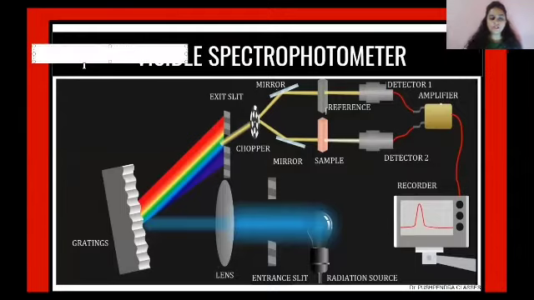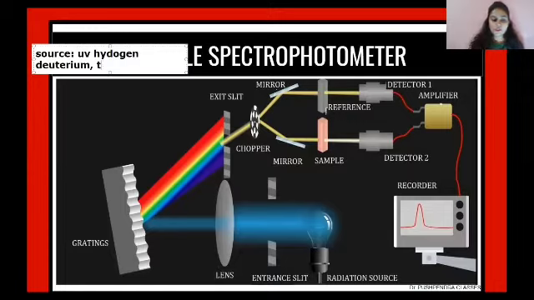The very first category is the source of the radiation. The source of radiation will help us in selecting the electromagnetic radiation that we want to take into consideration. If we are taking only UV, then the source of radiation can be a hydrogen or deuterium lamp. However, in the case of visible spectroscopy, we will take into consideration the tungsten filament lamp.